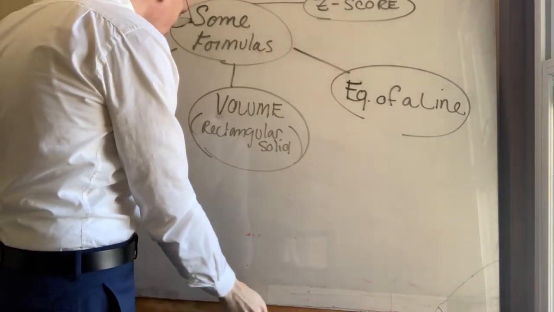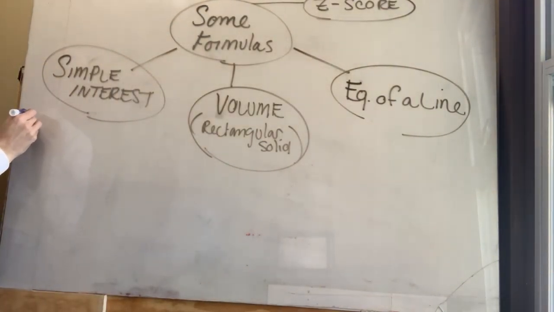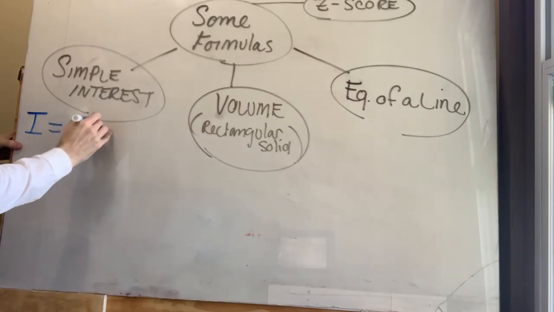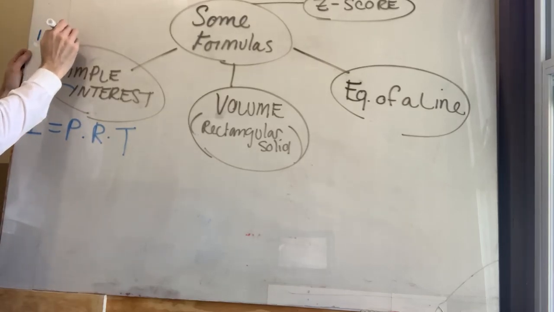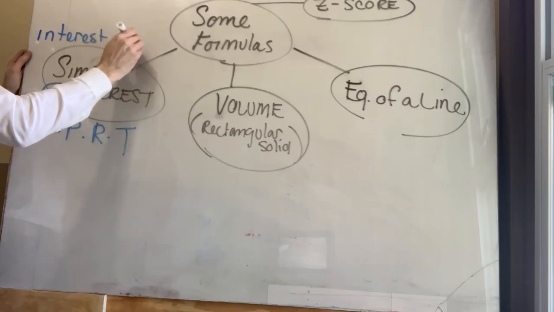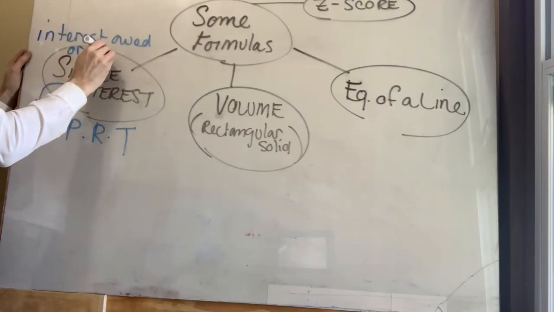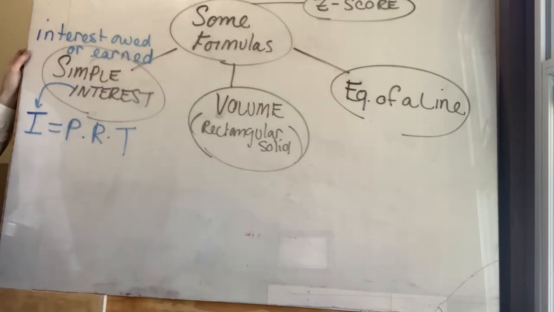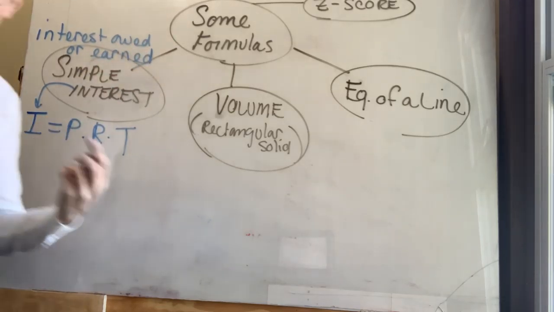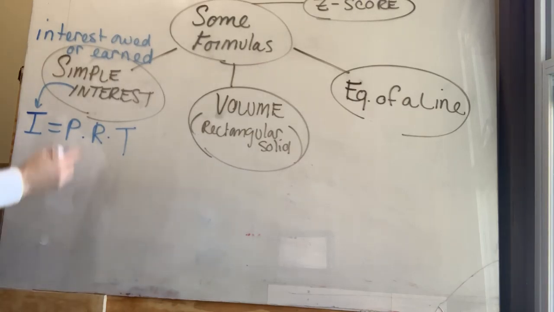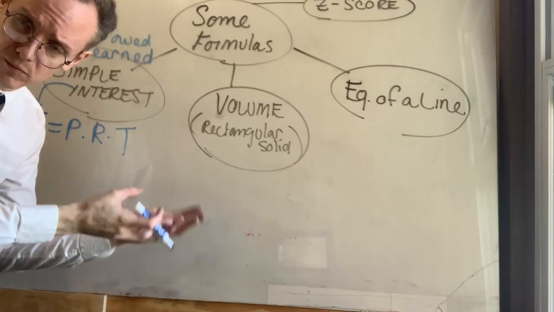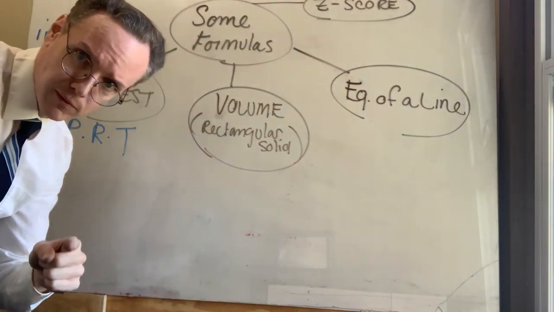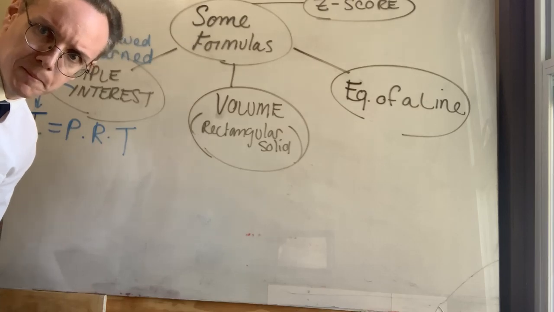How do these look? Well, the simple interest formula looks like this. I equals P times R times T. I as in interest. It's interest owed or earned, depending upon whether you're giving money or you're taking money. If you take out a loan, in theory, the loan could be simple interest. So you'll figure out how much you're going to owe on top of whatever the original loan was. You'll pay some interest. I don't like that, and I don't think that's a progressive society, but hey, this is the world we live in.